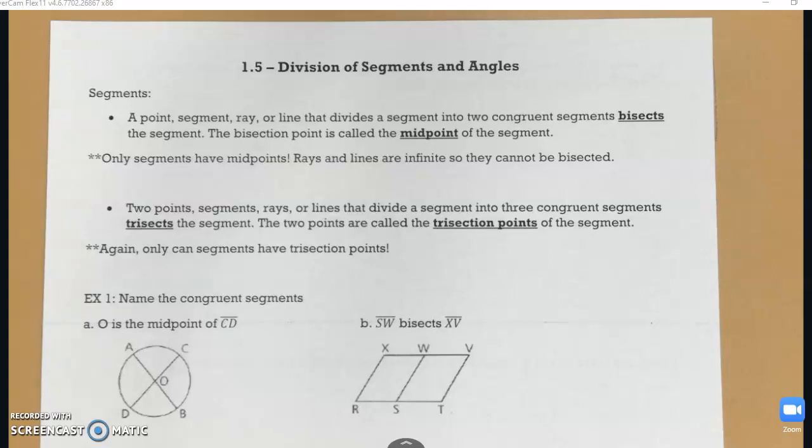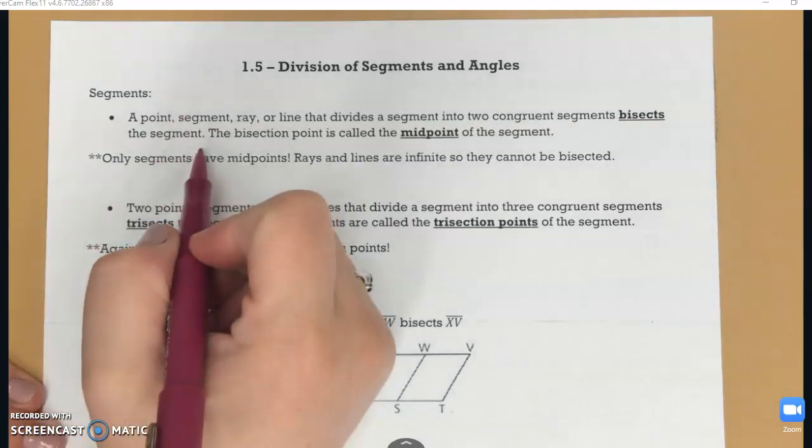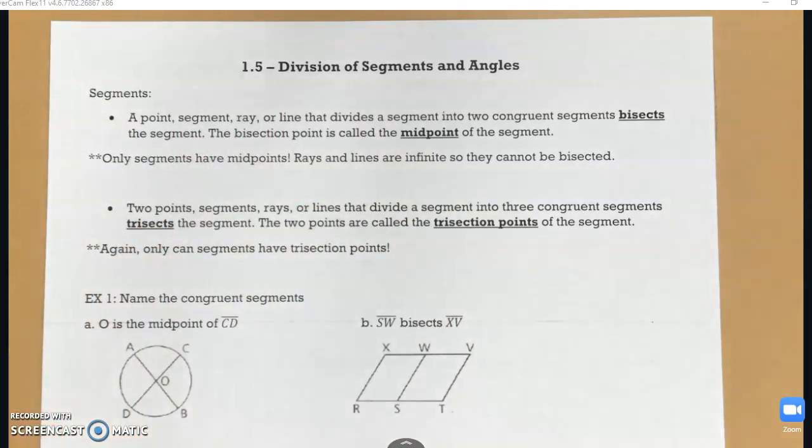All right, we are moving right along in chapter 1. Today we're looking at division of segments and angles. So first let's talk about some vocabulary terms. A point, segment, ray, or line that divides a segment into two congruent pieces bisects the segment.